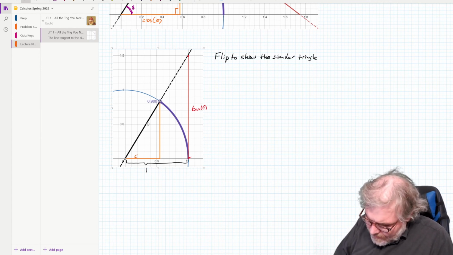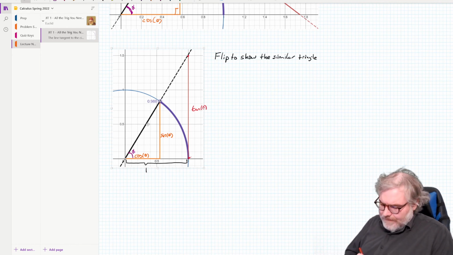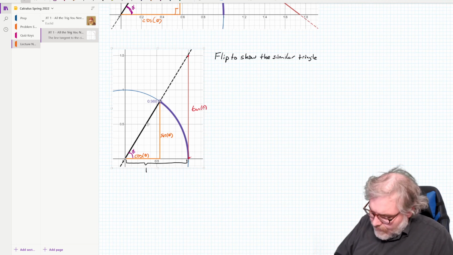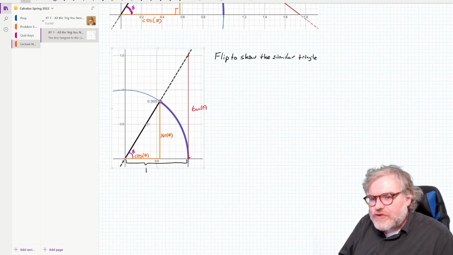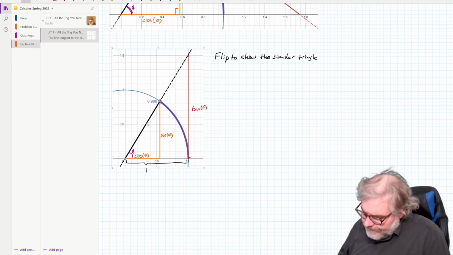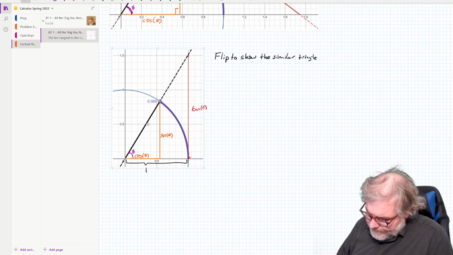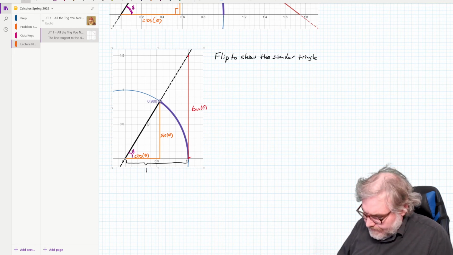This right here is the cosine. This right here is the sine. This right here was my alpha that they both shared. This is the right angle for that one. That's the right angle for that one. I've got two similar right triangles. Okay. That means that the ratios of their sides are the same.